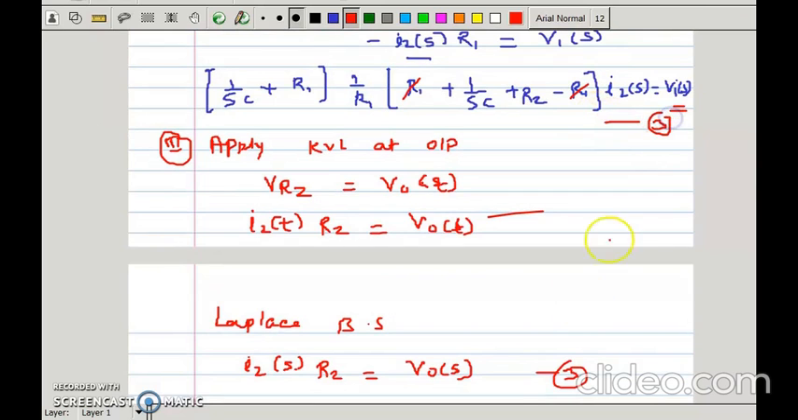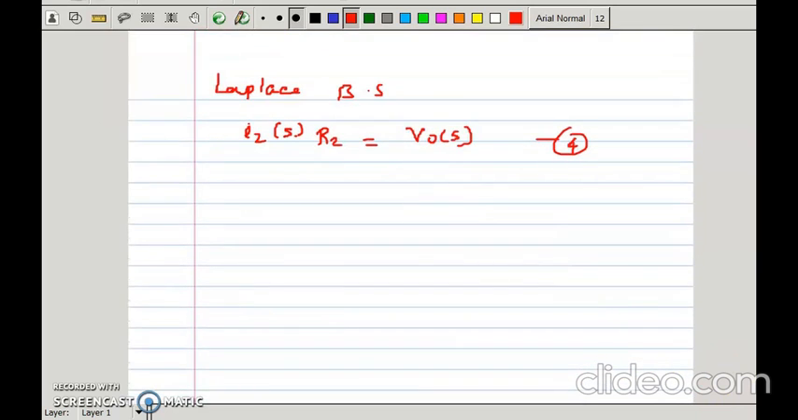Vertical side we call as 3 and we call as 4 here, right? We want the transfer function, so let's divide 4 by 3. So we get VO upon VI, right? Divide 4 by 3, right?